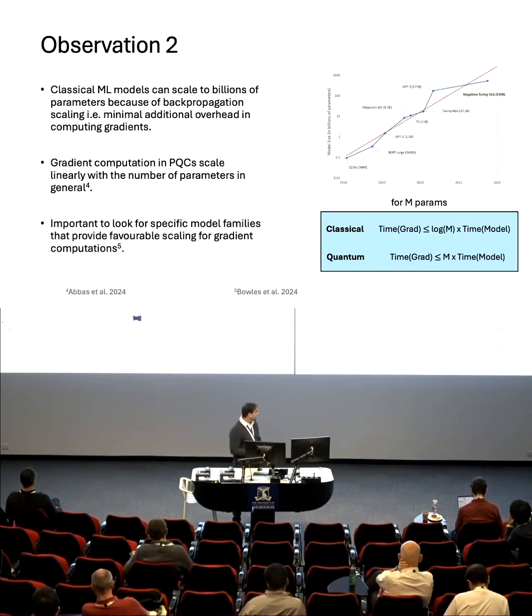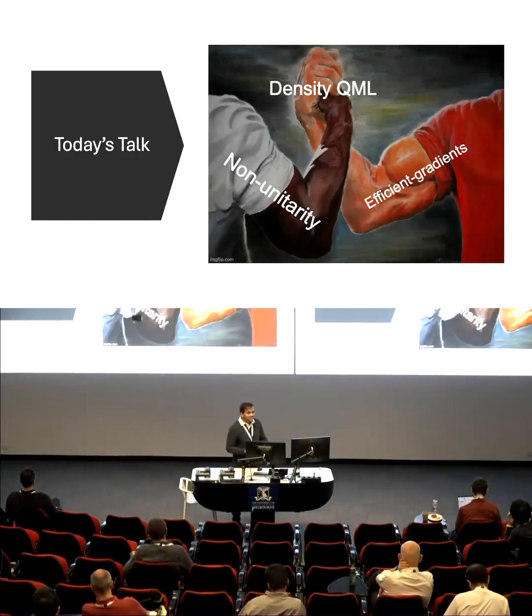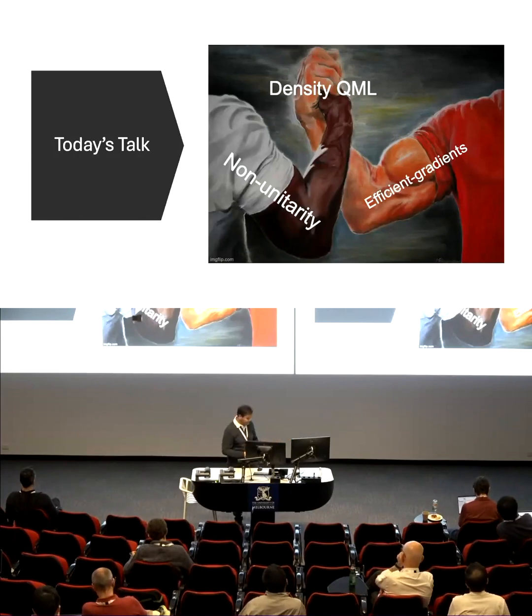So in general, this can't be done, so we need to look for proper families which have favorable scaling laws with gradient extraction. Now, given these two observations, I would like to motivate the density QML framework, where we'll try to balance the expressivity by introducing non-unitarity and the efficient gradient extraction.